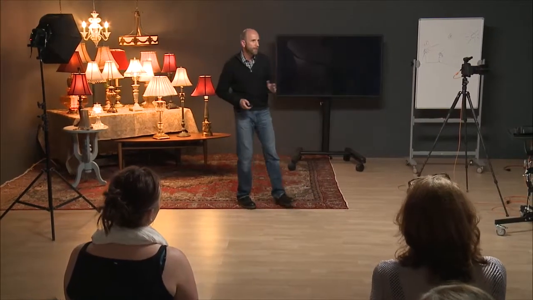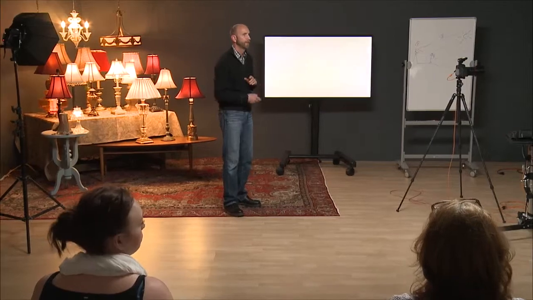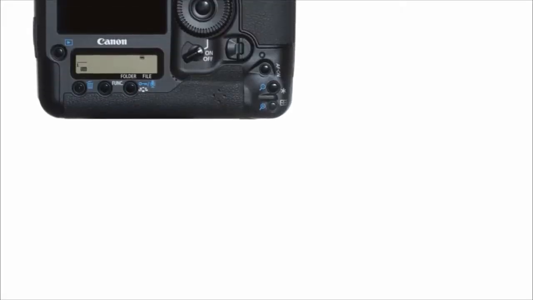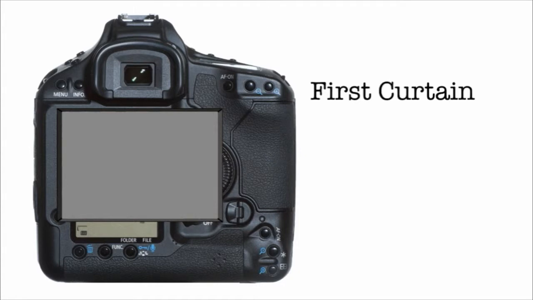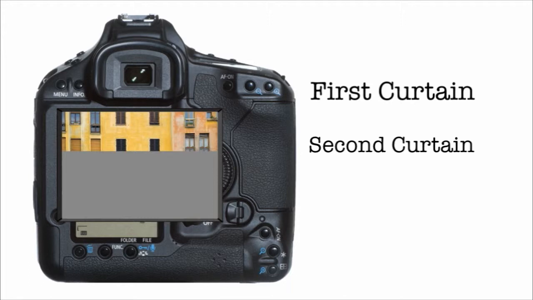It's important to understand how your camera's shutter works. Your camera's shutter has two curtains, and these curtains have names: the first curtain and the second curtain. They open and close to reveal light to the sensor, much like a curtain opens and closes in a theater to reveal what's happening on the stage. Let's take a closer look.